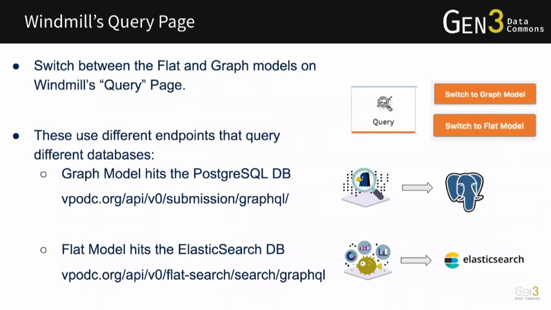As I mentioned before, the graphical page supports graph and flat model queries. These two different query types use different endpoints and query different databases. The graph model hits the Postgres database and has the following API endpoint. The flat model, on the other hand, hits the Elasticsearch database and has the following endpoint.